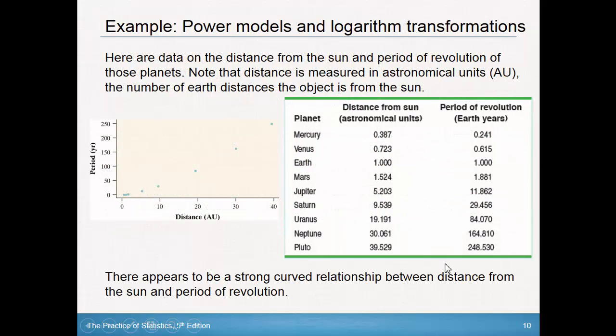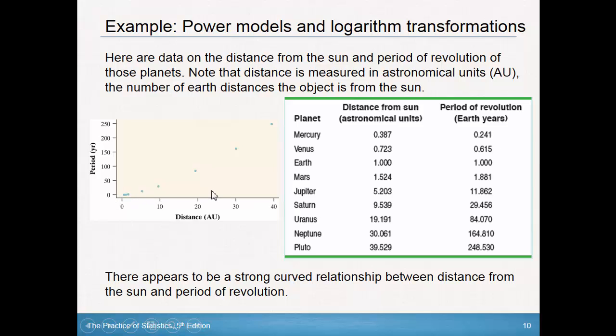Well, what we're going to compare it to is the distance from the Sun in astronomical units. So an astronomical unit is the number of Earth distances the object is from the Sun. So obviously the Earth is one Earth distance from the Sun, and we use that as reference for all the others. Then how long it takes to go around, the rotation period, in Earth years. So we have these numbers.